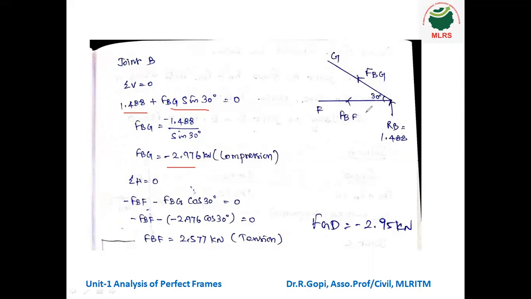So next, summation of H is equal to 0. Here you can see the arrow moving towards left, so minus, and FBG also, if you resolve horizontally, it is left. So minus FBF minus FBG cos 30 equal to 0. FBG is minus 2.976, we already calculated. Substitute the value here, cos 30 equal to 0. So FBF is equal to 2.577 kilonewton. It is tension force. Okay. So joint B over.